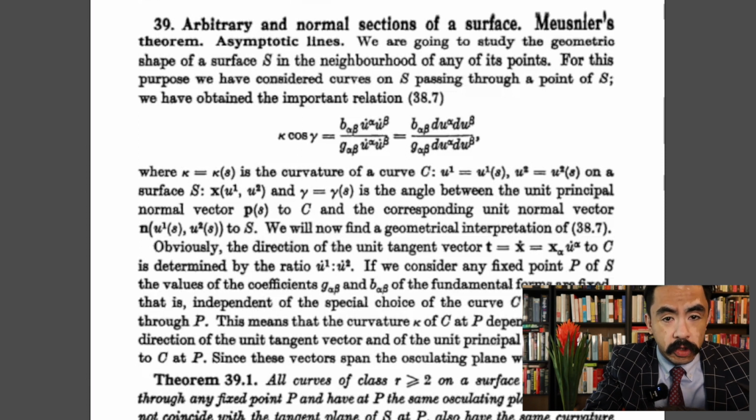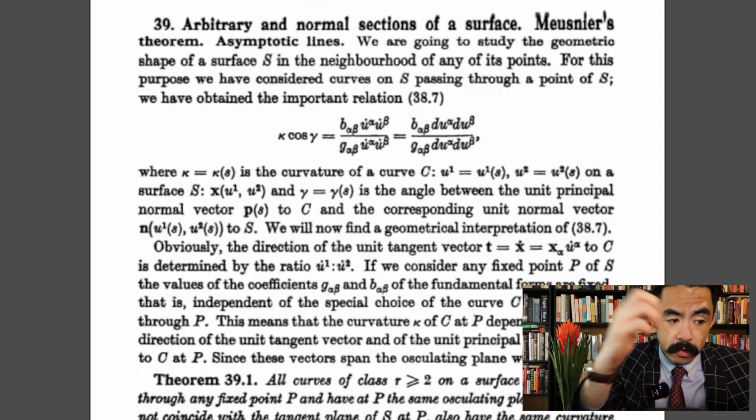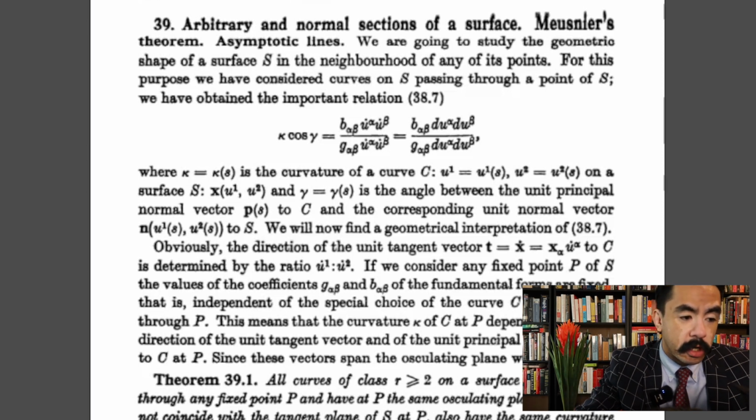where kappa equal to a function kappa of s is the curvature of a curve capital C given by u1 equal to the function u1 of s and u2 equal to the function u2 of s on a surface capital S, which is given by a vector parametric representation x of u1, u2, and gamma equal to the function gamma of s is the angle between the unit principal normal vector p of s to capital C and the corresponding unit normal vector n of u1 of s and u2 of s to capital S.